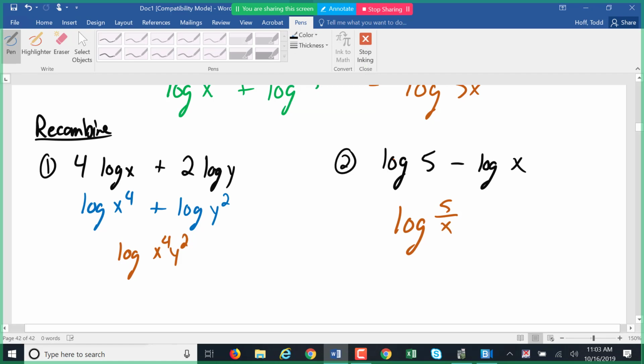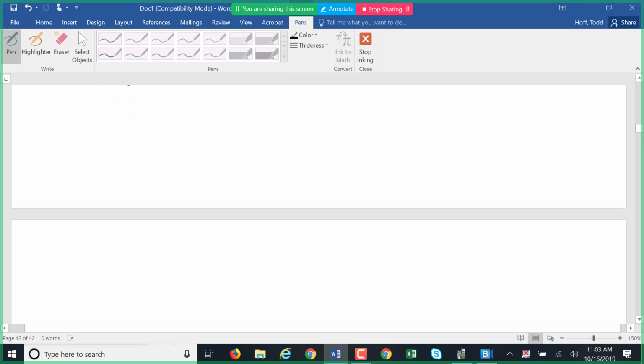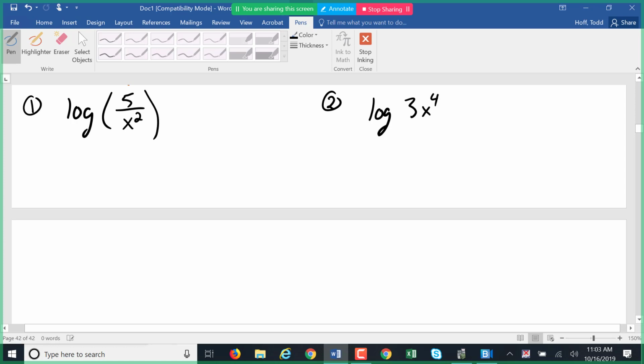If I try to split them up, let's try something like log of 5 divided by x squared. And then let's do log of 3x to the fourth. Split those up for me.